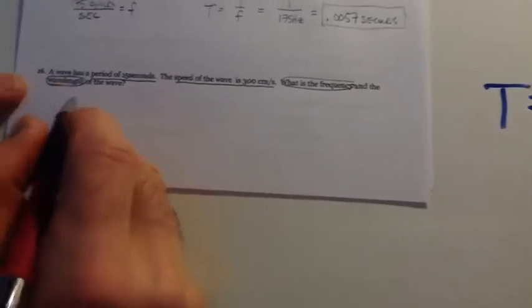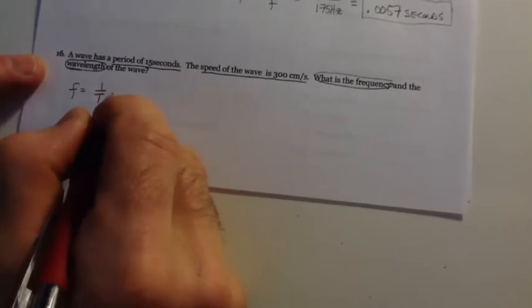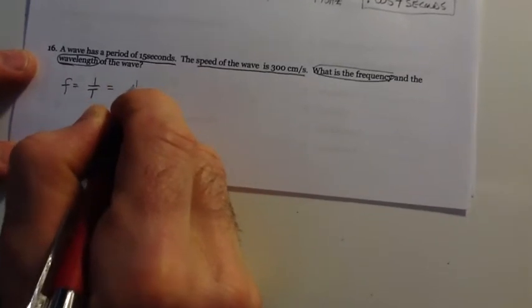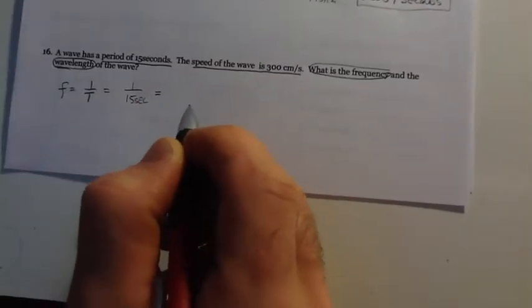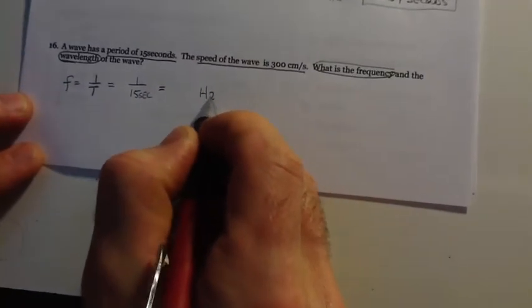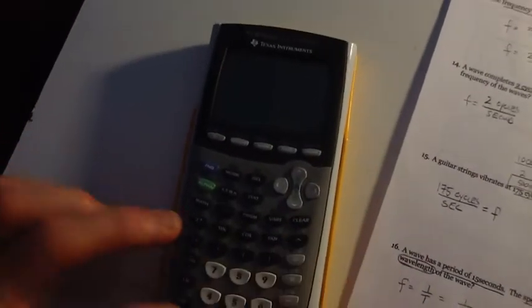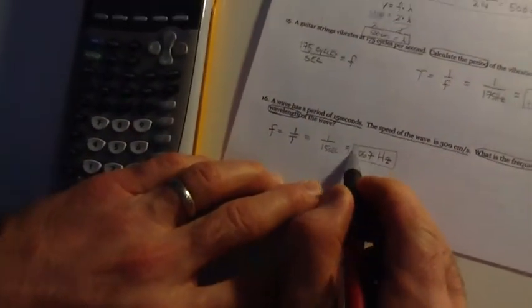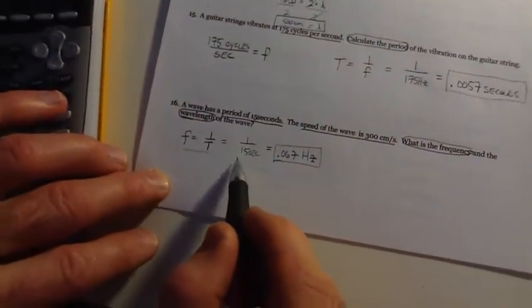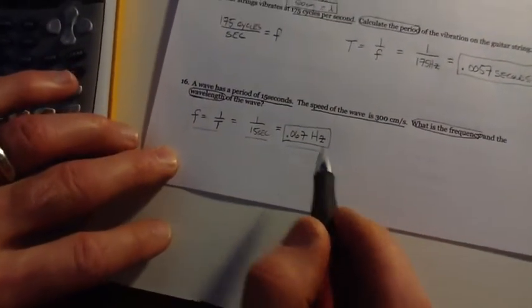You don't have to do this. You can use the algebra, but I'm just going to write frequency is equal to 1 over the period. Frequency is equal to 1 over 15 seconds. And the unit of frequency is hertz. So let's put the unit there first. If you bring your calculator, you just do 1 divided by 15 and we get 0.067 hertz. That is the frequency. Three-step math: the equation, plug in the numbers, there's your answer.